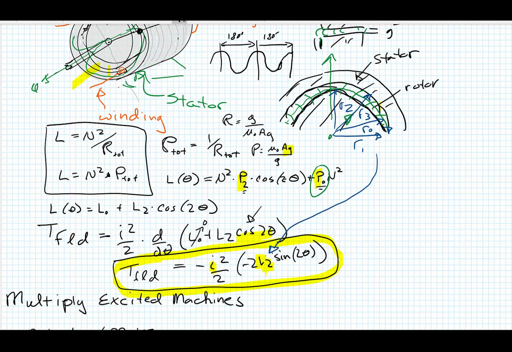So the average middle of the air gap is associated with the P naught. The variation of radiuses, because we have a difference in the shape of this rotor, is related to the P2. So these guys are related, and these guys are related. Does that make sense?